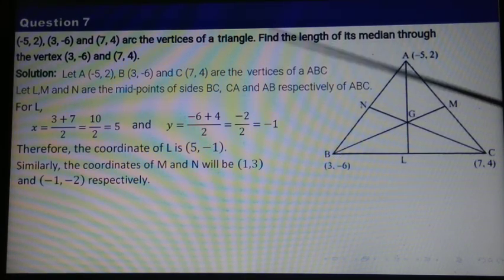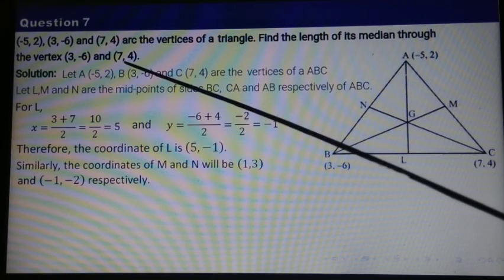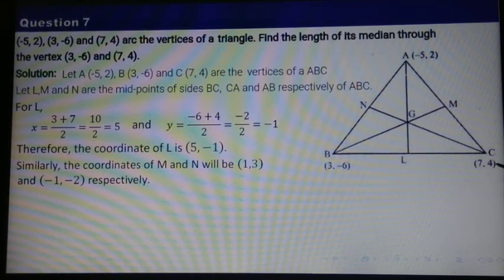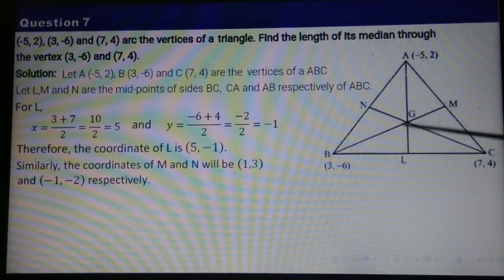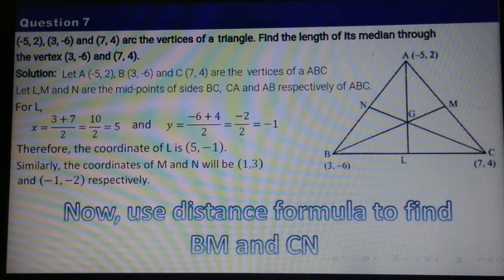Another question is: find the length of the median through the vertex (7, 4). So (7, 4) is here, and the median through (7, 4) is CN, right? We know the coordinate of C, and we know the coordinate of N, which is (-1, -2). So again use the distance formula to find the value of CN as well. Basically you need to find BM and CN. So you will try the remaining one by yourself. So complete it.